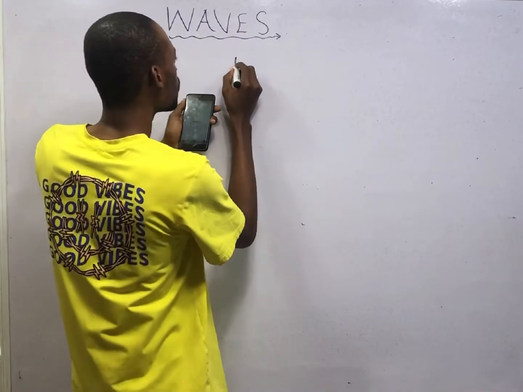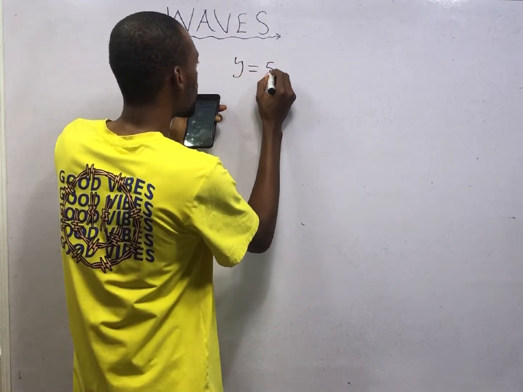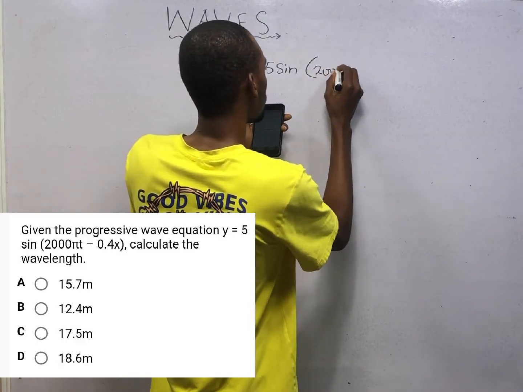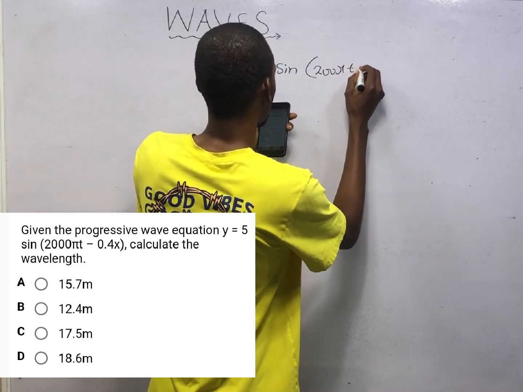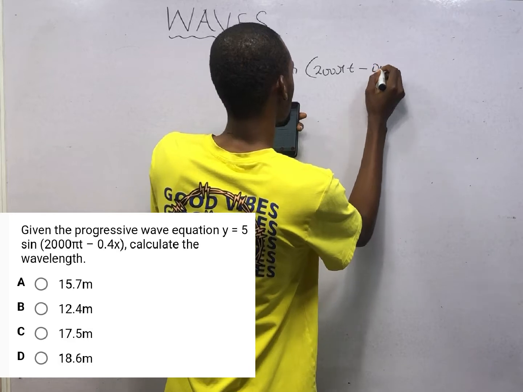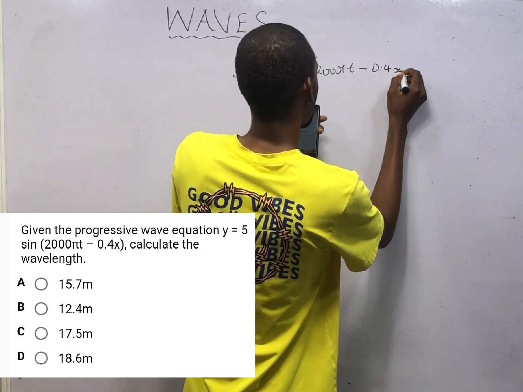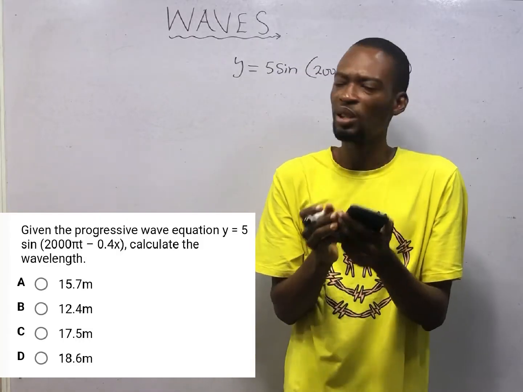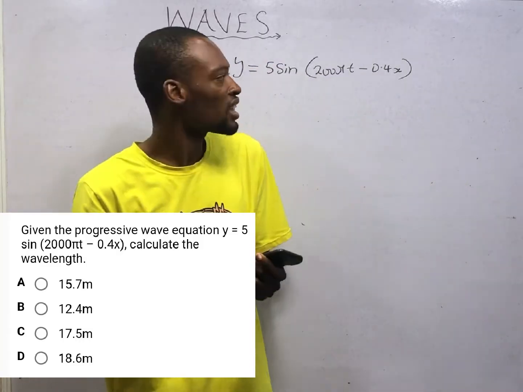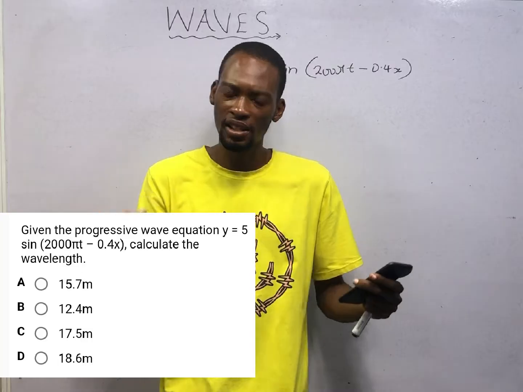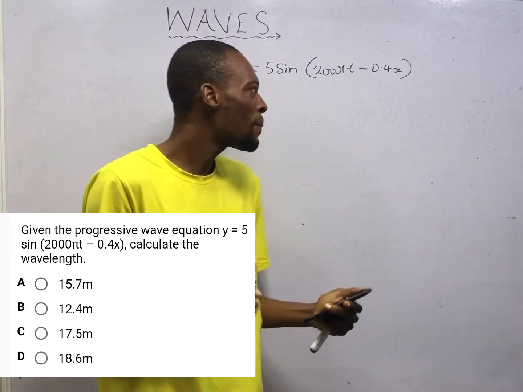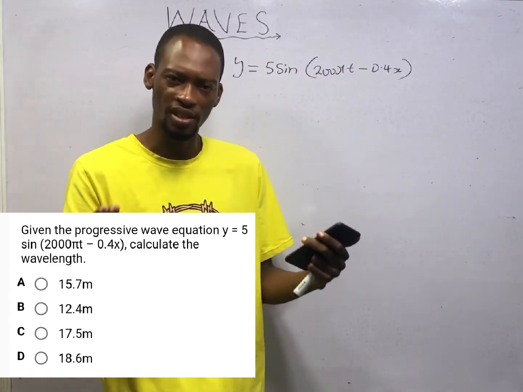We are given the wave equation y equals 5 sine (200 pi t minus 0.4 s). We are asked to calculate the wavelength. Now look at something. Anytime you are given the equation for a progressive wave or questions like this, what you simply do is to compare to the standard wave equation.